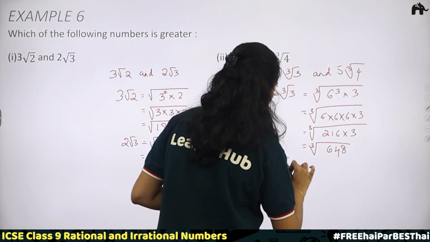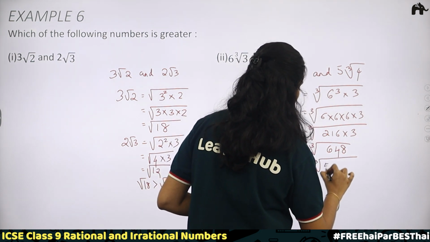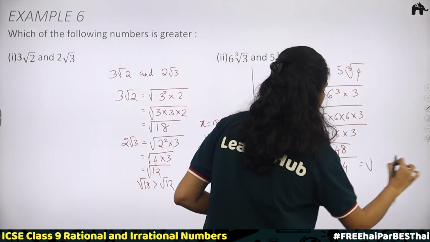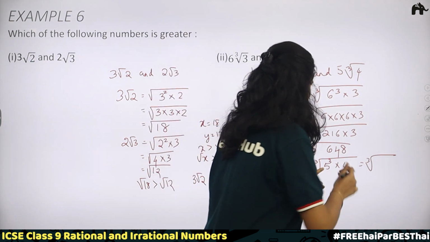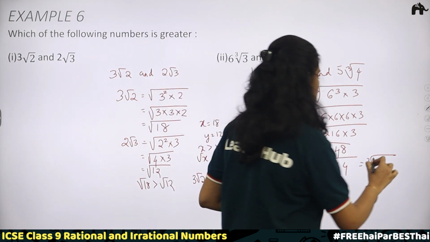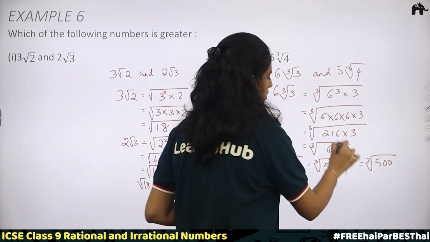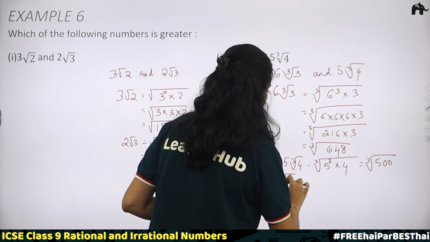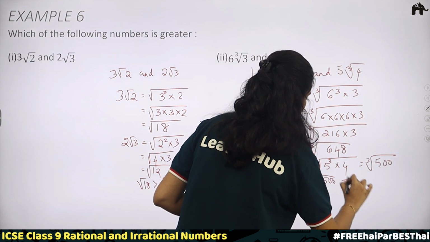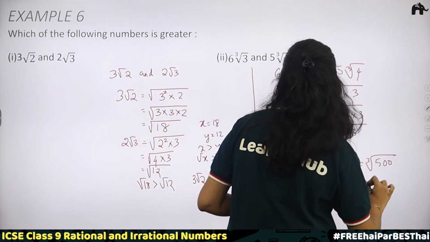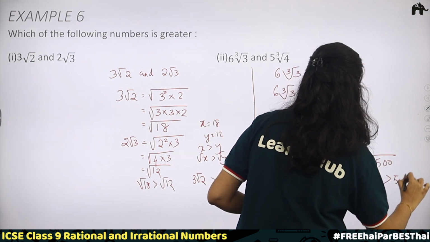So the next one, 5 cube root of 4 can be written as cube root of 5 cube into 4. What is 5 cube? 5 cube is equal to 5 fives are 25, 25 into 5 is 125. 125 into 4 is 500. Here again, this is the larger value, therefore this should be greater. Cube root of 648 is greater than cube root of 500, which implies 6 cube root of 3 is greater than 5 cube root of 4.